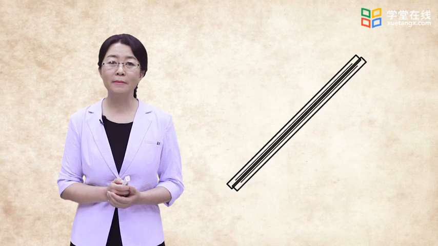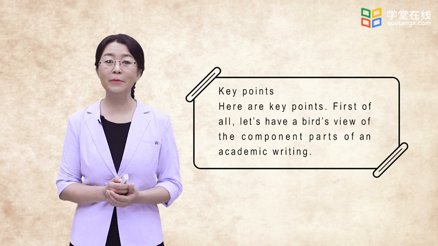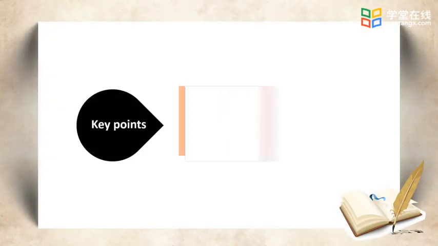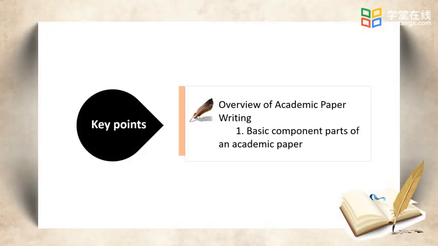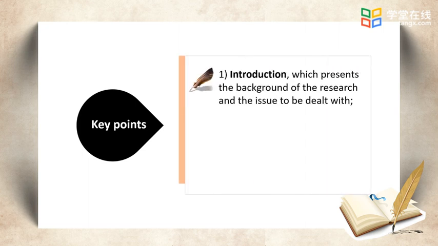Key points. Here are key points. First of all, let's have a bird's view of the component parts of an academic writing. Overview of academic paper writing. Component parts of an academic paper. Number 1. Introduction, which presents the background of the research and the issue to be dealt with. Number 2. Materials and methods used in the research.